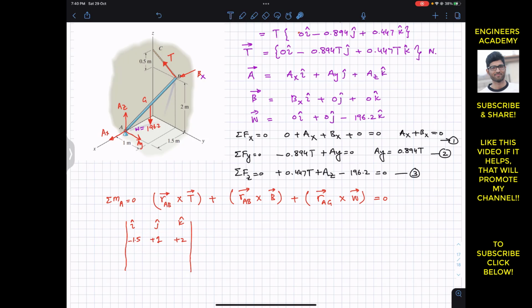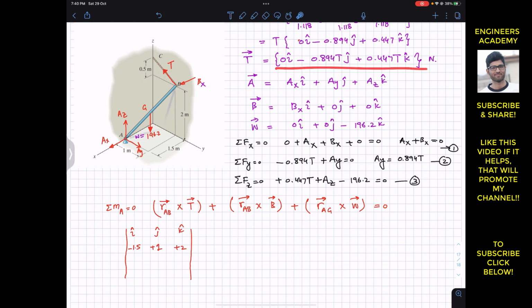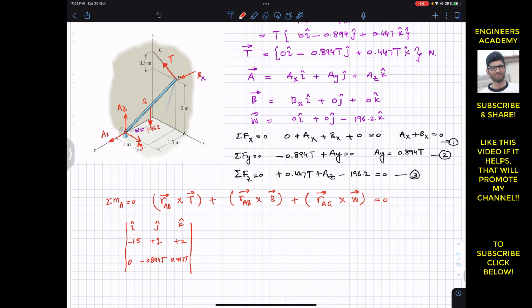Then the T vector, we have already determined that T vector, so we will write the components of that T vector. So we will write 0, the i component is 0, the j component is minus 0.894T, and the k component is 0.447T. So this determinant will give us the moment of the tension T about point A.